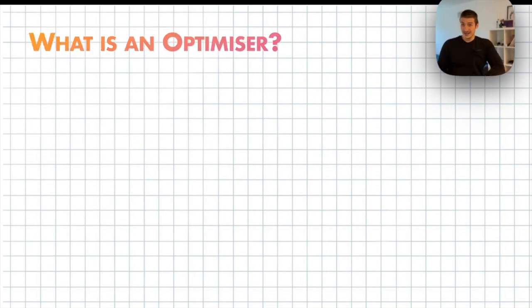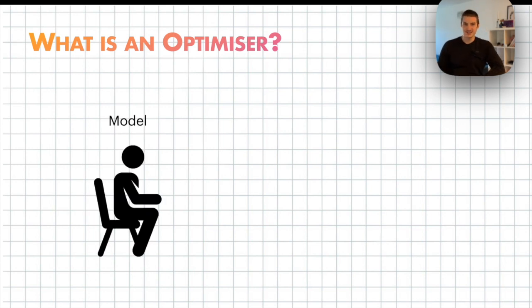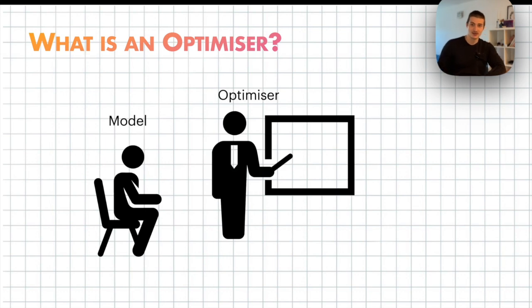First of all, what is an optimizer? In our machine learning classroom, the model is the student and the optimizer is the teacher. Optimizer is responsible for tuning the parameters of the network to make the predictions that we want.